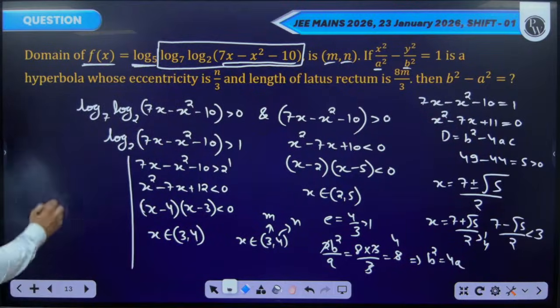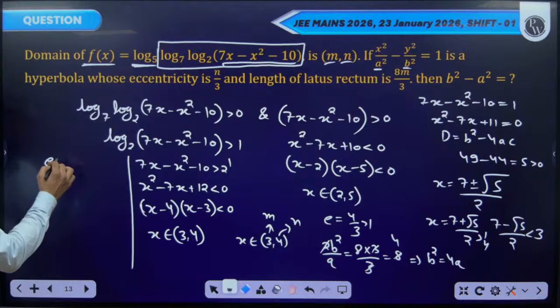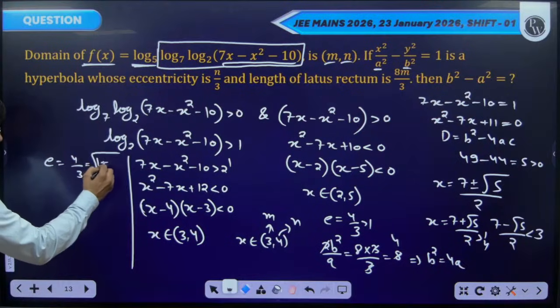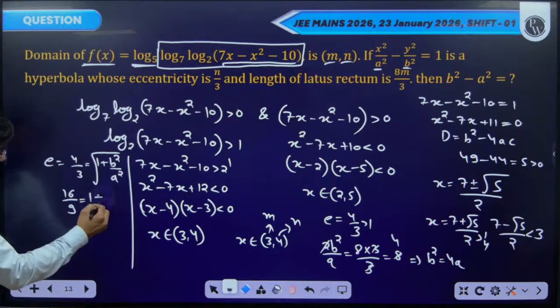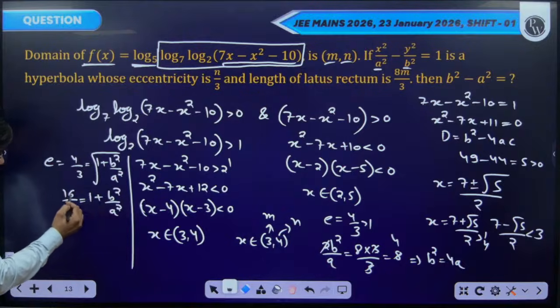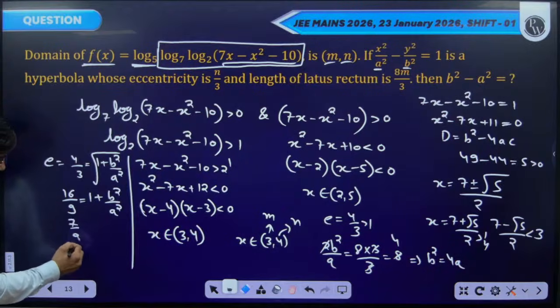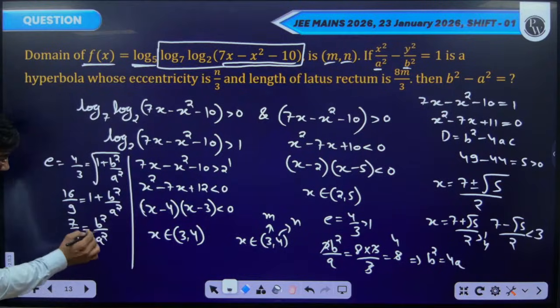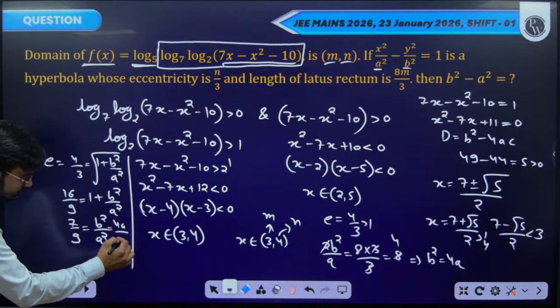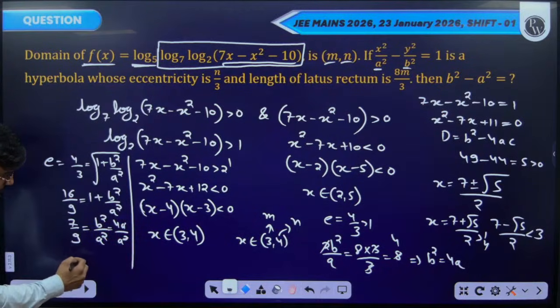We get two relations. We know the eccentricity is 4 by 3. The formula for eccentricity is the square root of 1 plus b square upon a square. Just square both sides: 16 by 9 equals 1 plus b square upon a square. Take this one to this side. So 16 by 9 minus 1 is 7 by 9, equal to b square upon a square. Put the value of b square as 4a, so this is 4a upon a square. Cancel a with a. What is the value of a? The value of a is 9 into 4, that is 36 by 7.